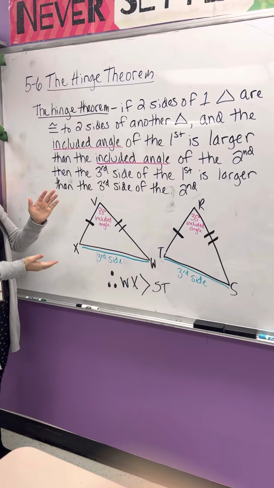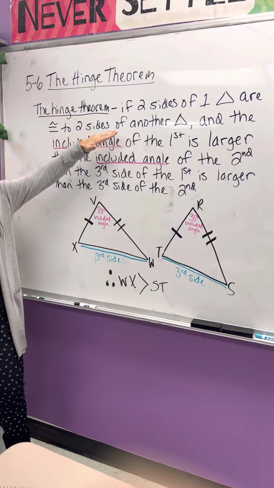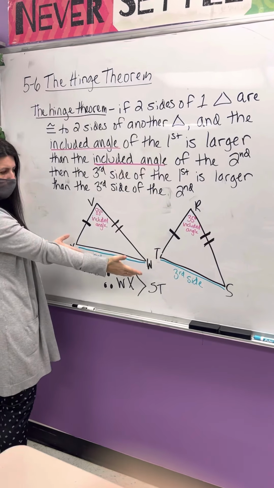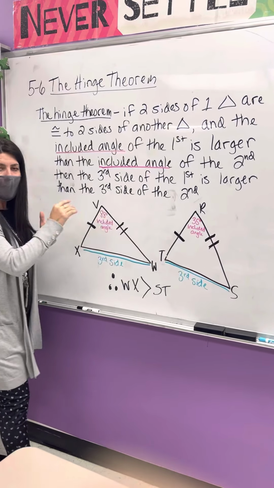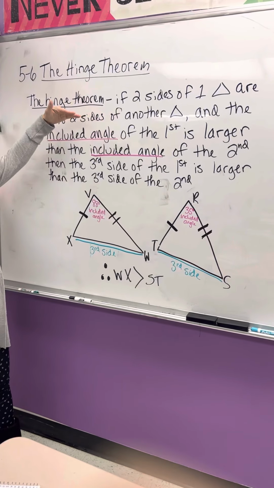So the first part says if two sides of one triangle are congruent to two sides of another triangle. So we're using two triangles here. Looking at my picture, one side congruent, another side congruent. That has to be there in order to use the hinge theorem. That's your first sentence, or first part of it.